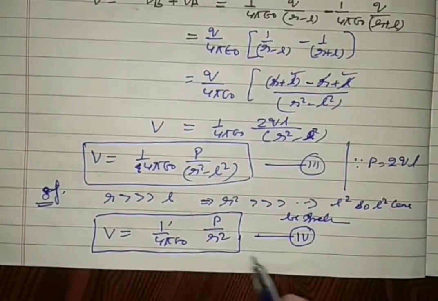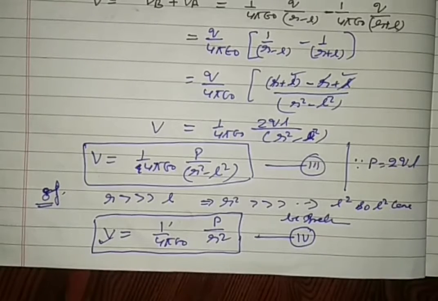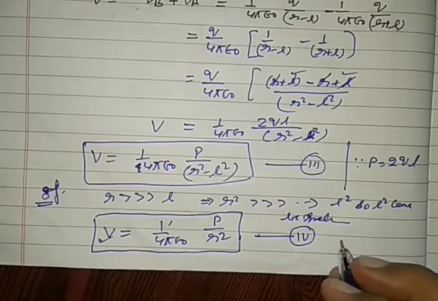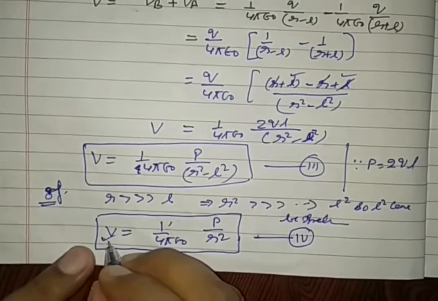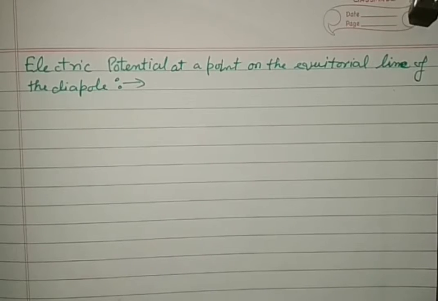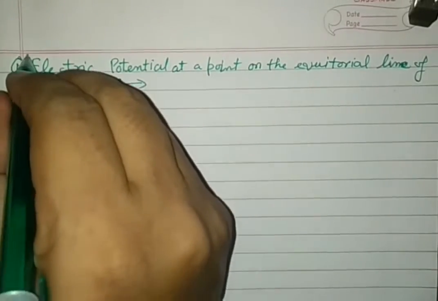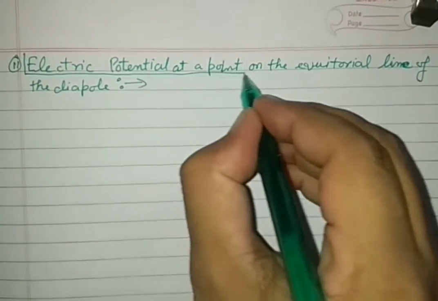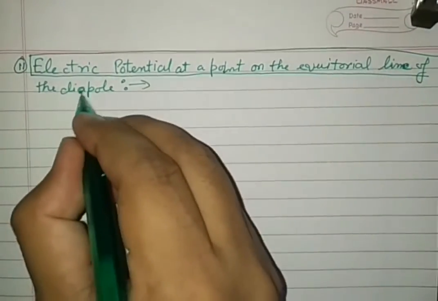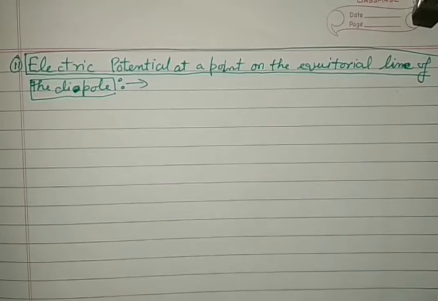So this formula, equation 3, is under a certain condition to calculate electric potential, whereas it is for a general formula, and we know this electric potential is a scalar quantity. Now we are going to see the second case, in which we see electric potential at a point on the equatorial line of a dipole.